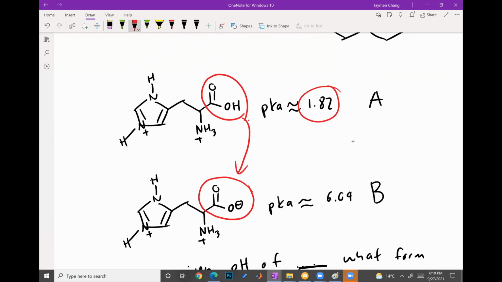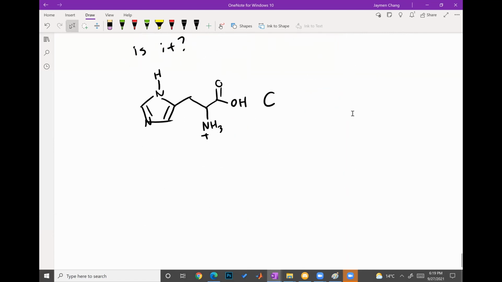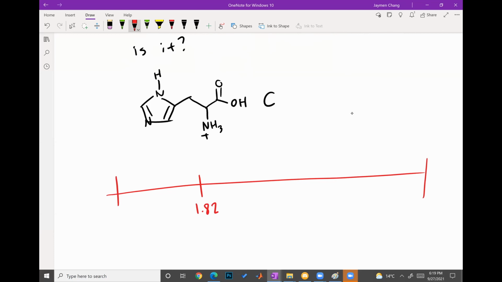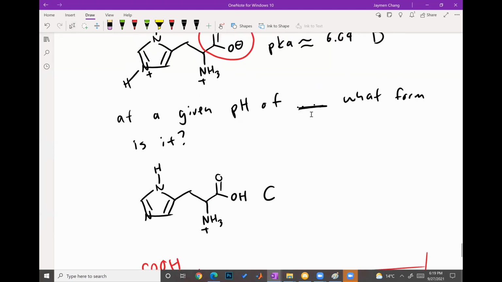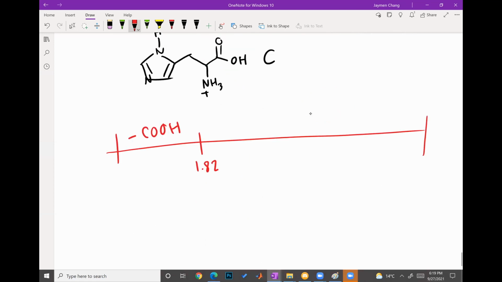And we know the pKa means that it's going to lose its proton. Does that make sense? So what we're going to do is draw a number line. And it's going to be 1.82. And notice how before 1.82, it's less acidic. It's just going to be the COOH. And then once we cross that threshold, it's more than 1.82, it's going to be more basic in that condition. So it's going to steal away the proton, and it's going to look like this.